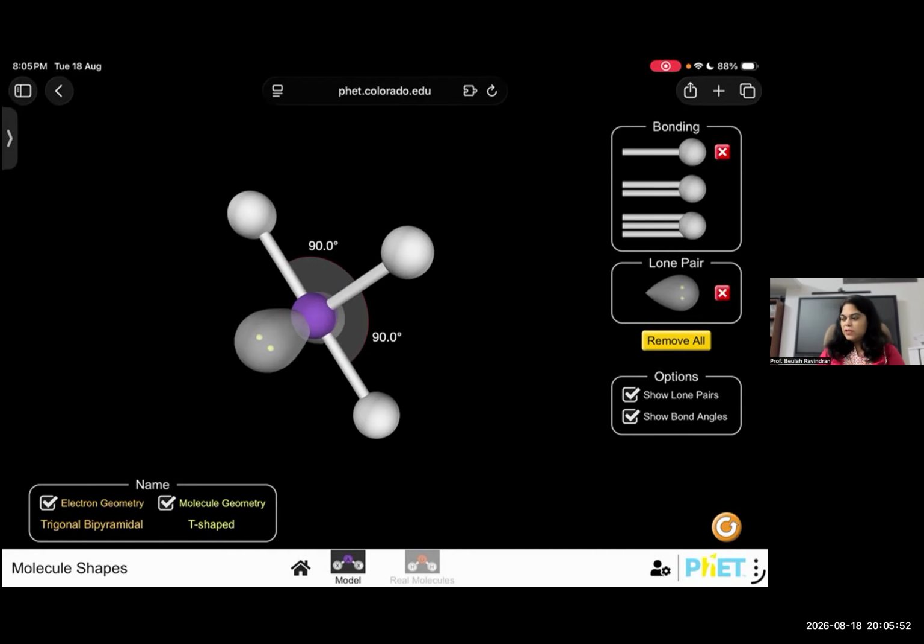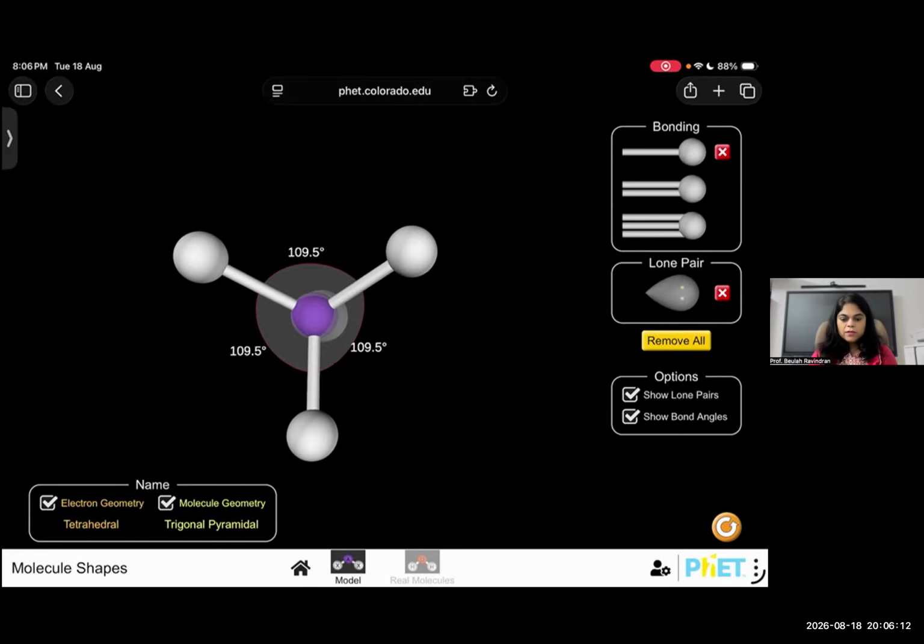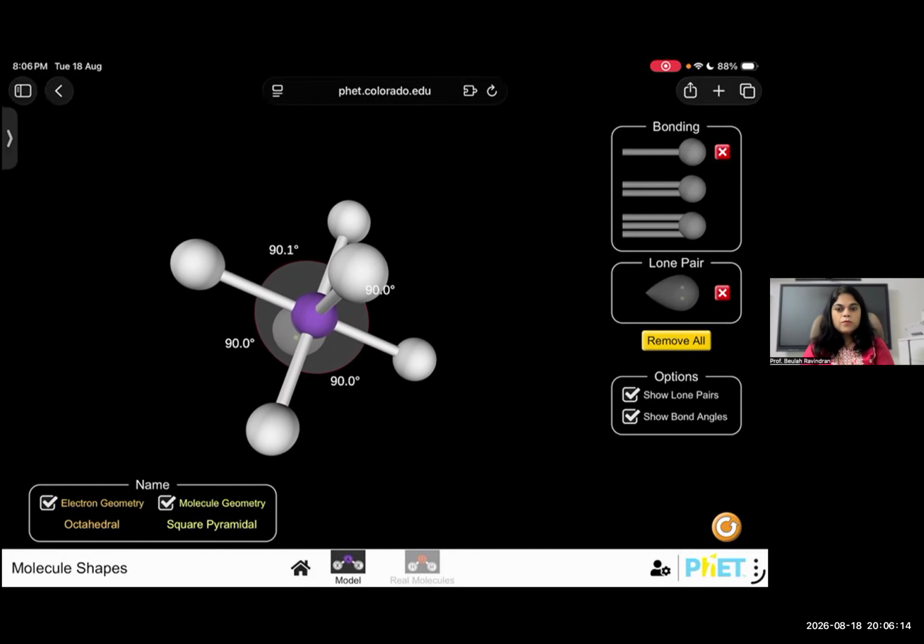T-shaped. For T-shaped, what is an example? I'll give you the example at the last. Let me check with an example and give you. Then AB5E, that is having 6 VSEPs, that is 5 bond pairs and 1 lone pair. The shape is square pyramid. Here we can say BrF5.